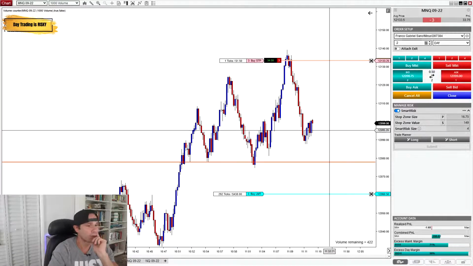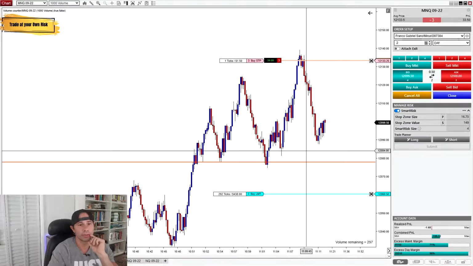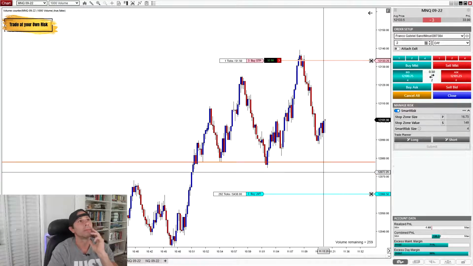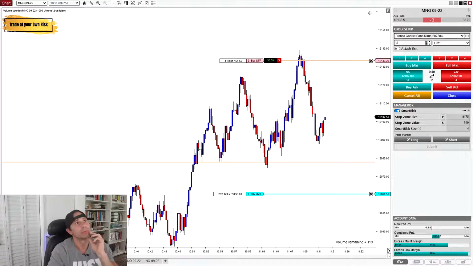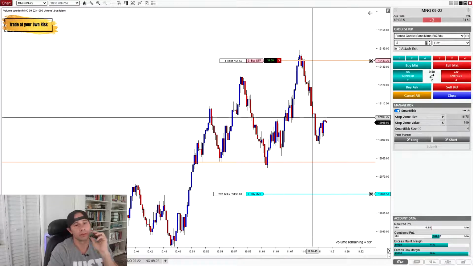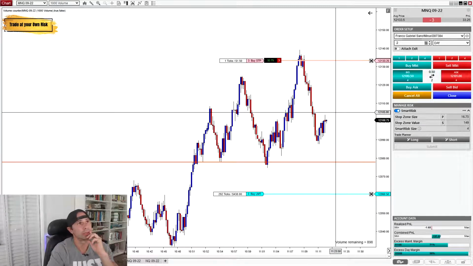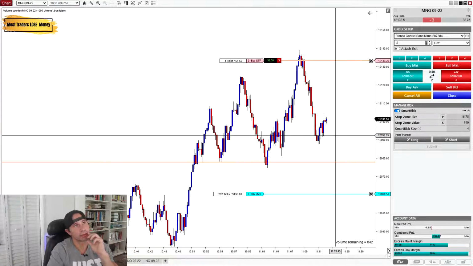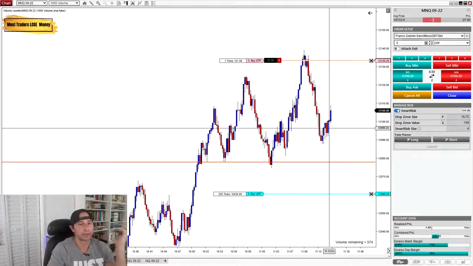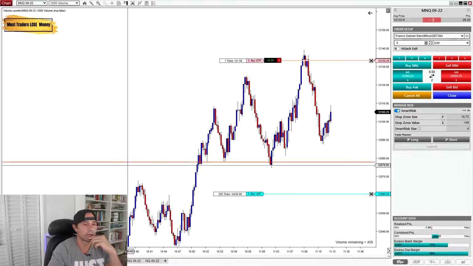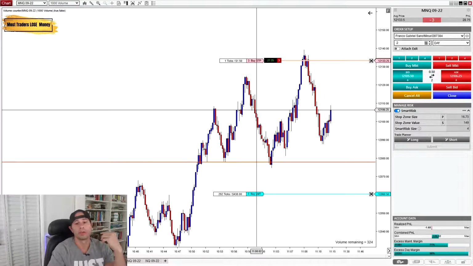So how likely are buyers to hold these here? Two more minutes for the 7-minute. So if this thing is going to go up, it has to do it in this candle, I think. And it's certainly doing it. So it is what it is. My trade is right there.